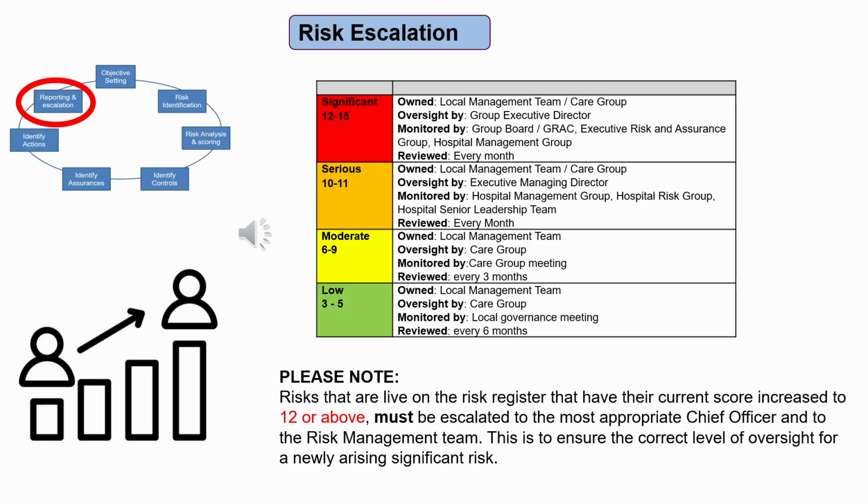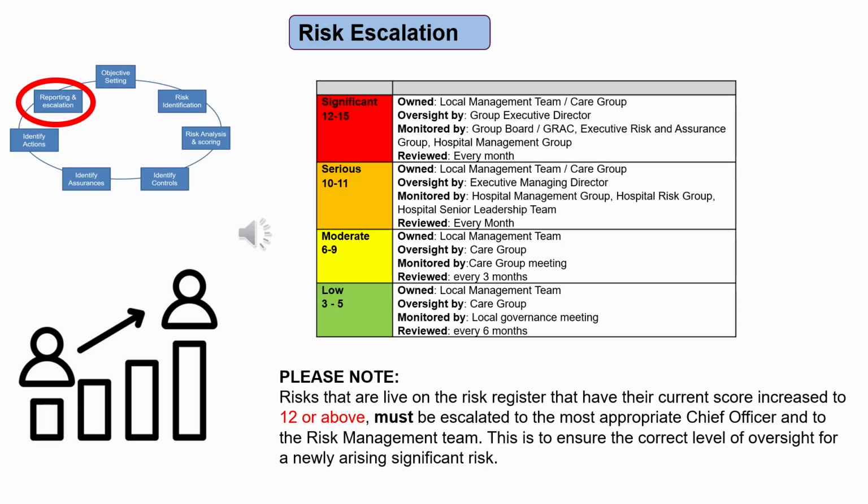Moderate risks, scoring 6 to 9, are also managed at a service level by the risk owner, and assurance will be provided to the senior risk owner on the management of these risks. The risk owner will provide assurance to the care group management team that the risk is being adequately managed. These risks are reviewed at least every 3 months.